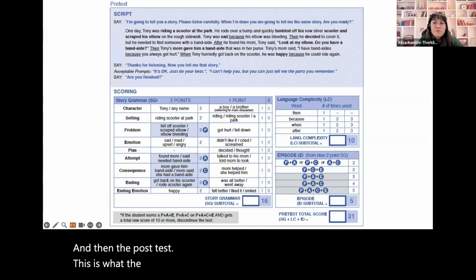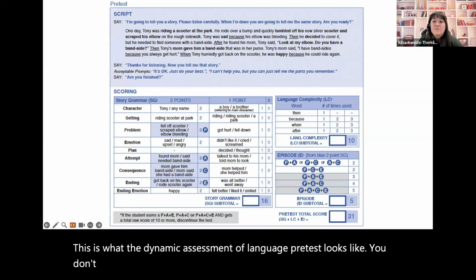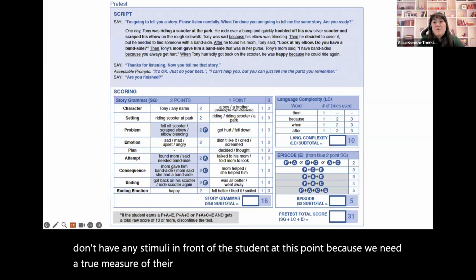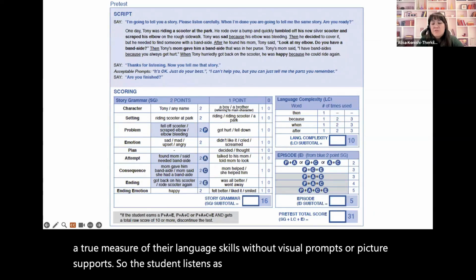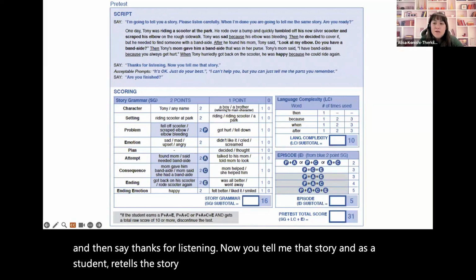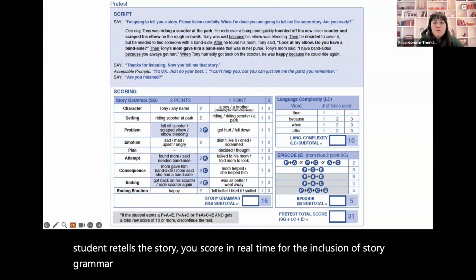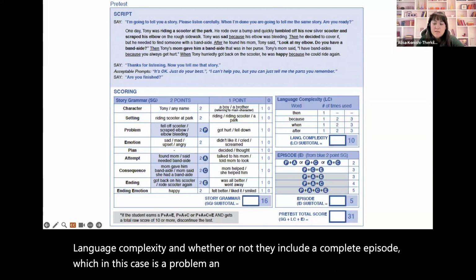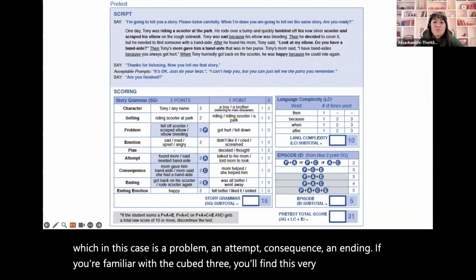This is what the dynamic assessment of language pretest looks like. You don't have any stimuli in front of the student at this point because we need a true measure of their language skills without visual prompts or picture supports. So the student listens as you read aloud the scripted narrative and then say, thanks for listening. Now you tell me that story. And as the student retells the story, you score in real time for the inclusion of story grammar elements, language complexity, and whether or not they include a complete episode, which in this case is a problem, an attempt, consequence, and ending. If you're familiar with the CUBED 3, you'll find this very easy to administer.